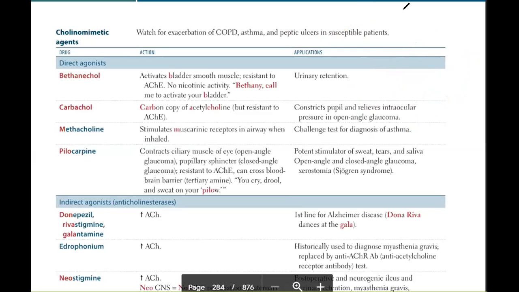Some other contraindications of this drug are hyperthyroidism. I remember these contraindications by the side effects, by their actions. Like I will tell you. Wait a minute.